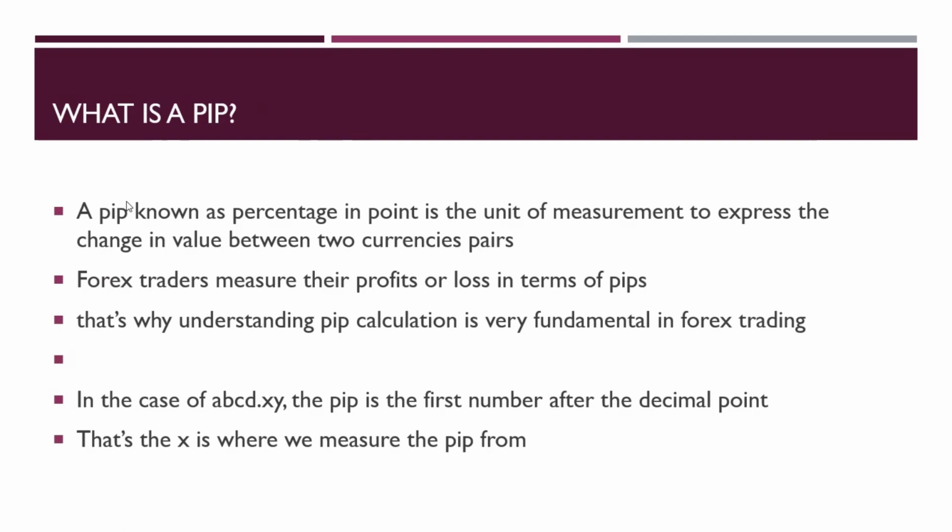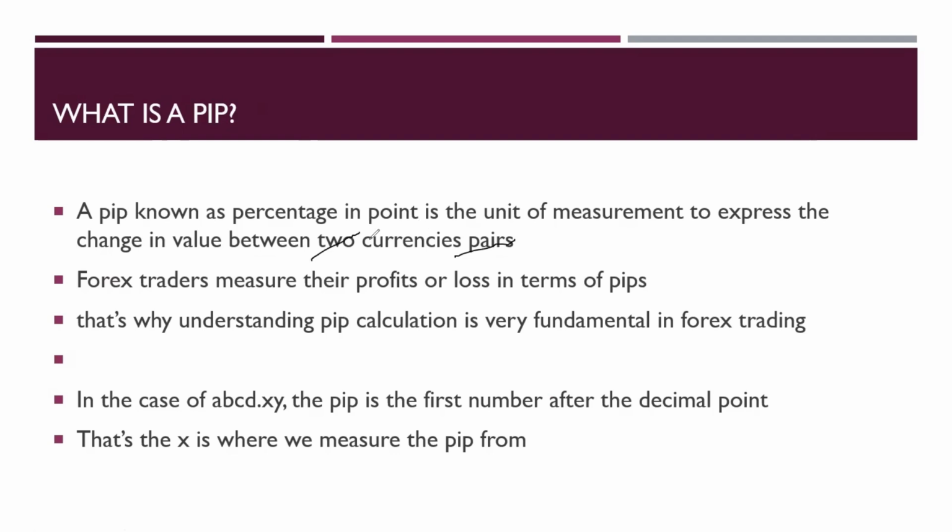I think I made a mistake with the note because I was trying to edit from an earlier note I made. Not between two currency pairs, right? To express the change in value in a currency. Are you getting it? So forget this, and forget this. It's just one currency, but the change in value from one price to another price, that change in value is what we call a pip. So disregard this and this.